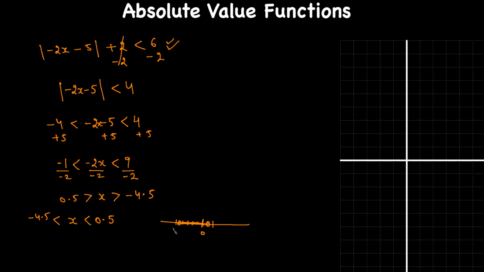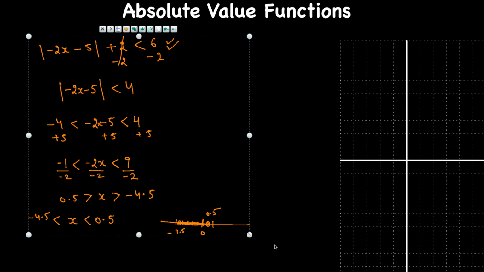Okay, so this is my negative 4.5 and this is my 0.5 over here. So the solution is between these 2 points, but not including those points. This is an open circle. All right, so that's how you can solve absolute value inequalities. Okay, and let me go over the graphing. So how we can graph absolute value functions.